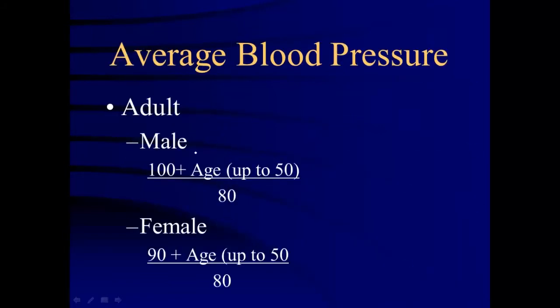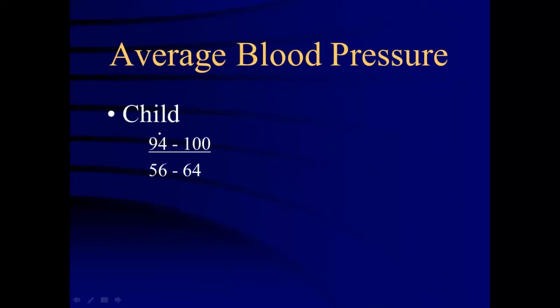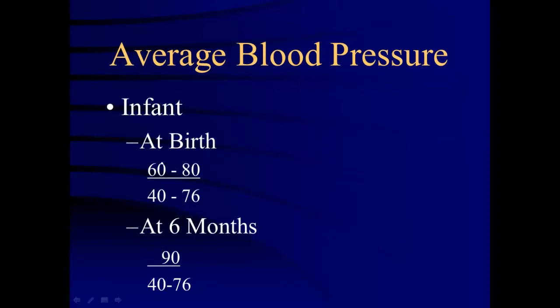In an adult male patient, the average blood pressure is 100 plus the age up to about 50 over 80. In females, it's 90 plus the age up to 50 over 80. So remember, this is your systolic, and this is your diastolic. In a child, it's anywhere from 94 to 100 over 56 to 64, and this will be dependent on age and size. An infant at birth is going to be 60 to 80 over 40 to 76, and at 6 months, it's about 90 systolic over anywhere from 40 to 76.